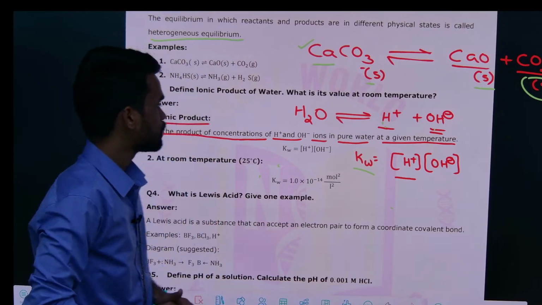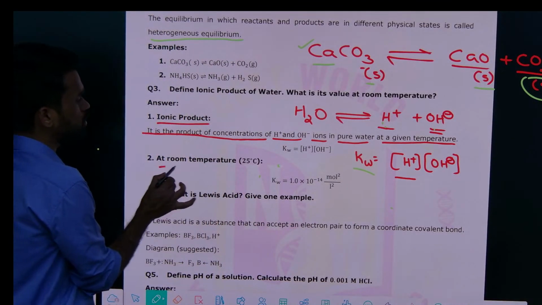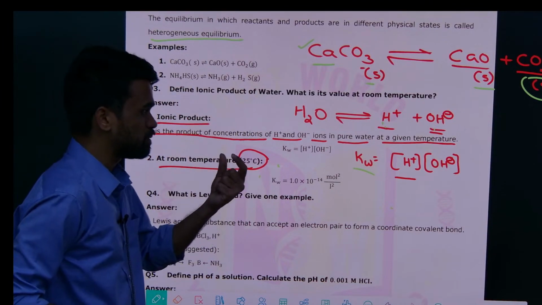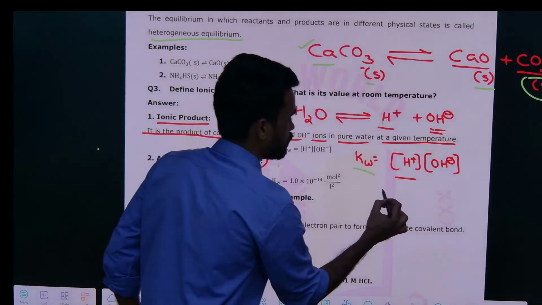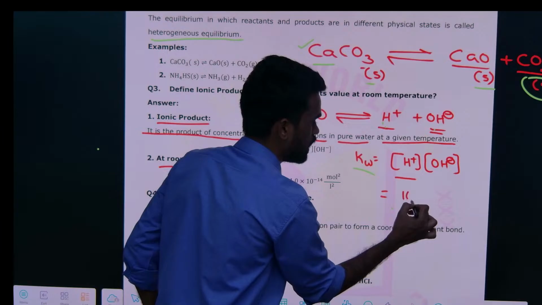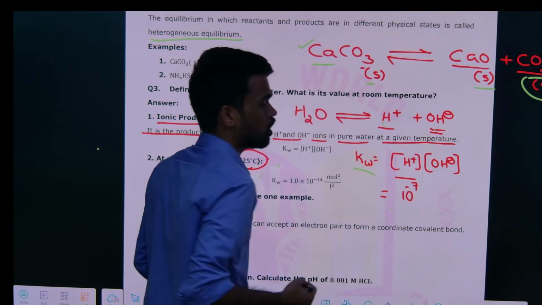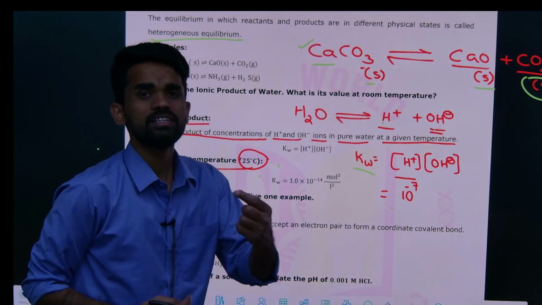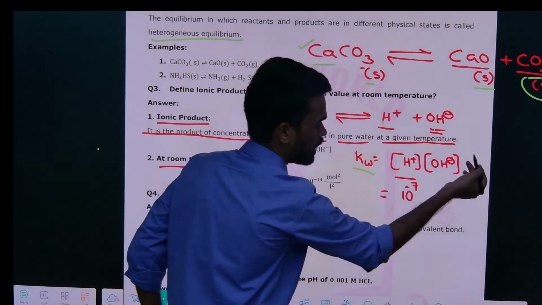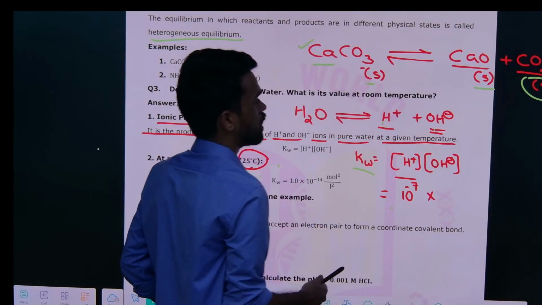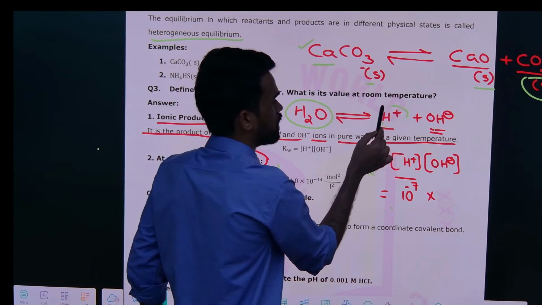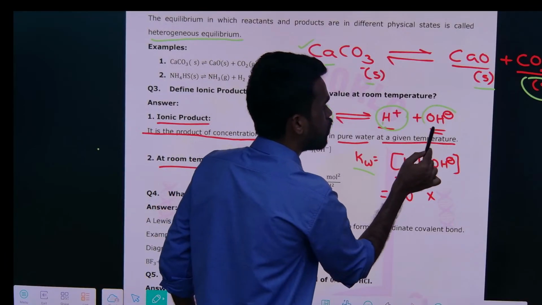Now at room temperature, meaning at 25 degrees Celsius, they experimentally found that the concentration of H plus ion is 10 power minus 7. So how do we get this 10 power minus 7? This is an experimental value we need to remember. And the OH minus ion concentration is also the same, because when one water molecule dissociates, we get one hydrogen ion and one OH ion.